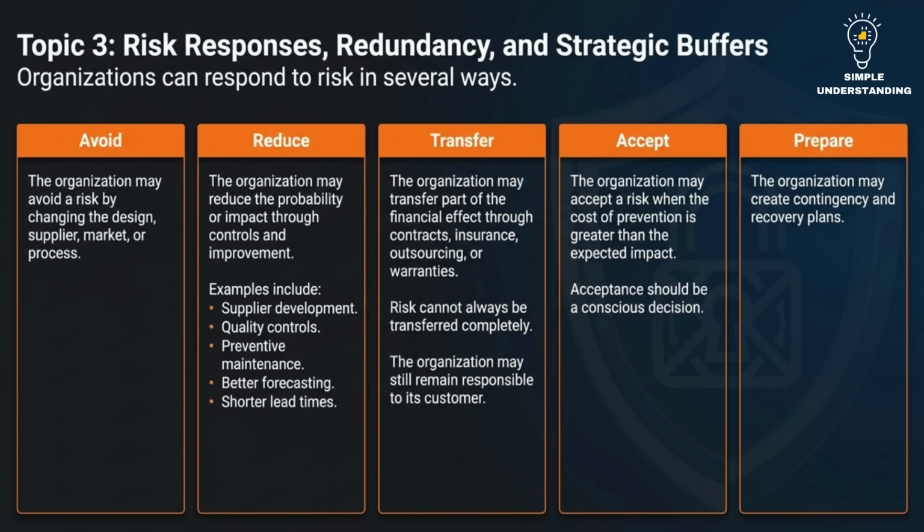Transfer. The organization may transfer part of the financial effect through contracts, insurance, outsourcing, or warranties. Risk cannot always be transferred completely. The organization may still remain responsible to its customer. Accept. The organization may accept a risk when the cost of prevention is greater than the expected impact. Acceptance should be a conscious decision. Prepare. The organization may create contingency and recovery plans.